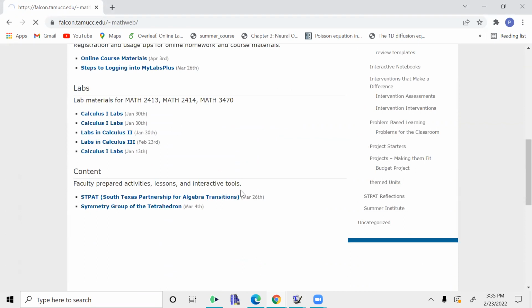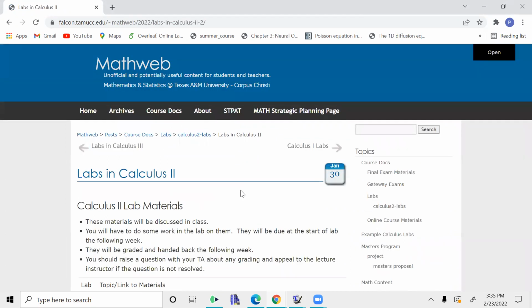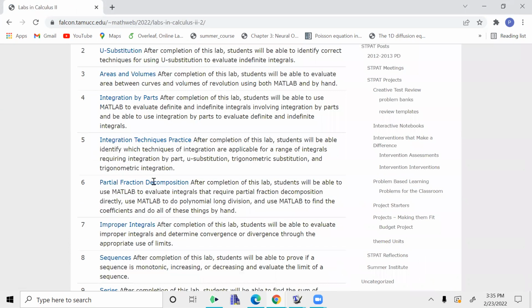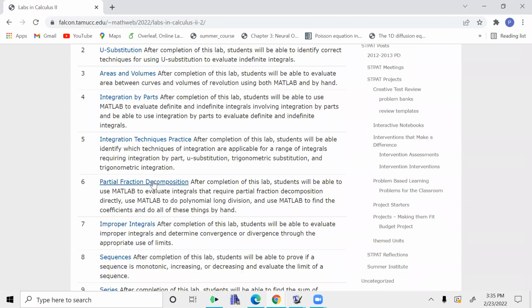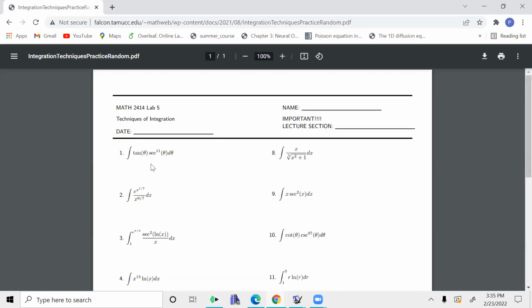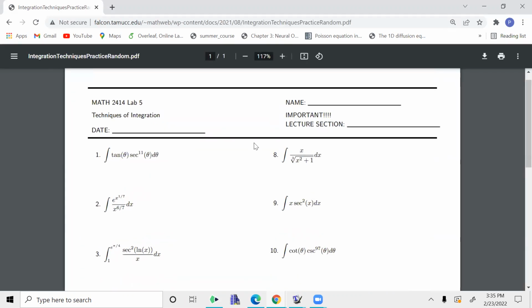If you think you cannot meet me on the scheduled lab timings, just email me your time and I will check my schedule. If I'm free, we can meet face to face or maybe on Zoom, and then we can solve your issues. Okay, let's get started with lab 5.